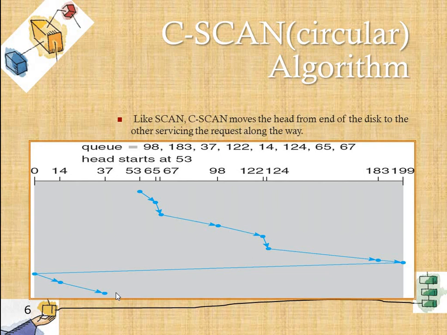So if we look at the difference, SCAN and C-SCAN work in a similar fashion, but in case of C-SCAN, once it reaches one end of the disk, it moves to the other end of the disk, that is, the arm is returned to the other side, and again the scan begins. Okay, so now once we are done with this, let us move to the next algorithm.